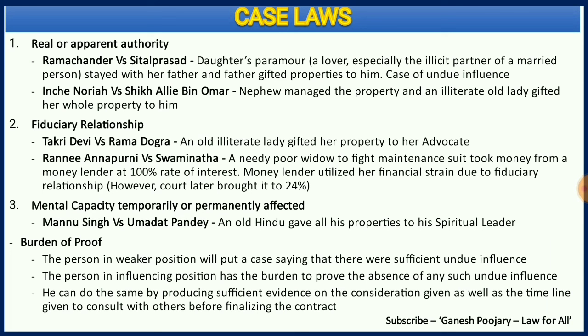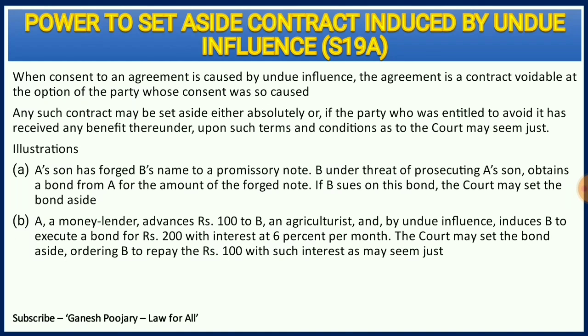The dominating party has the burden to prove that there was no utilization of undue influence, and he can do the same by producing sufficient evidence on the consideration given as well as the timeline given to consult with others before finalizing the contract. That is how he can prove that there was no misutilization or there was no undue influence utilized. This is the last part of the presentation, which is all about section 19A.